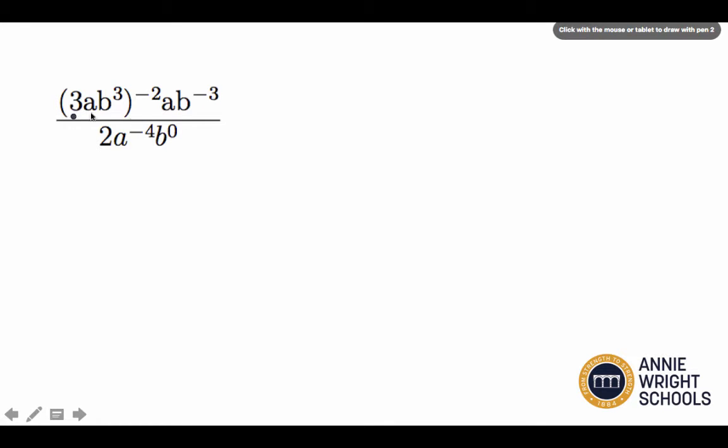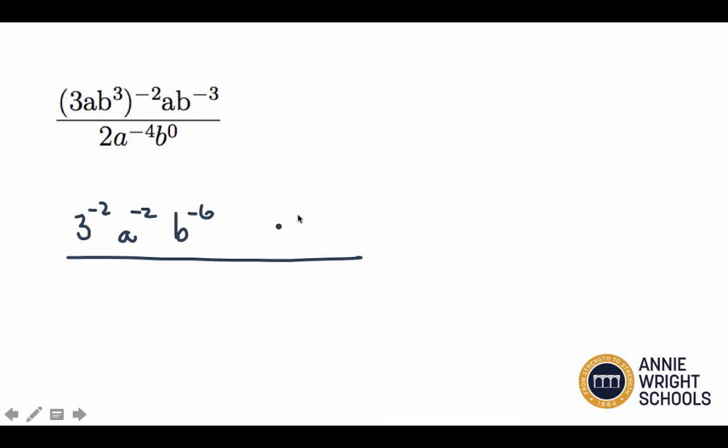Okay, this one's a little messier because we've got this parenthesis first, so I'm just going to say 3 to the negative 2, a to the negative 2, b to the negative 6. 3 times negative 2 is negative 6. Divided by 2, a to the negative 4th, b to the 0, which is just a 1, times a up here, times b to the negative 3rd.